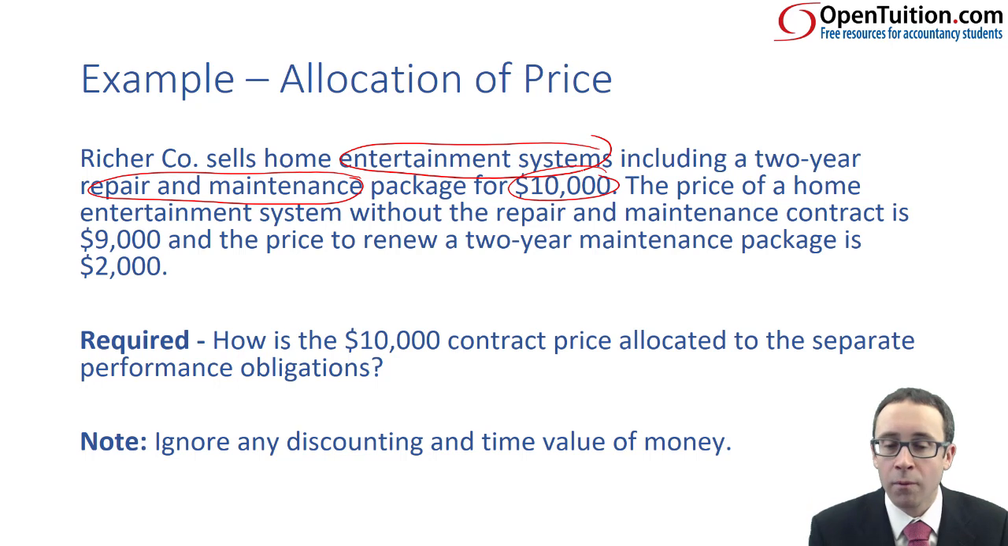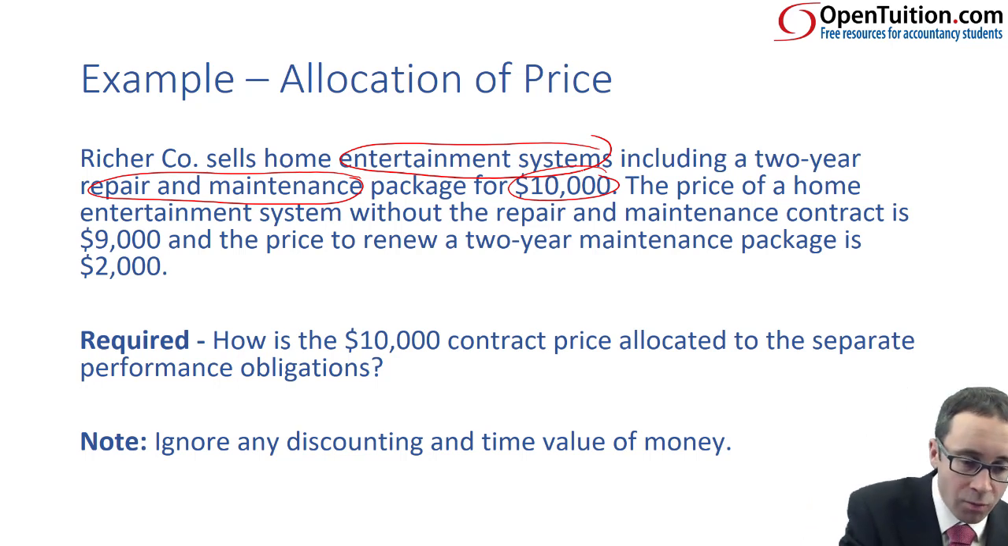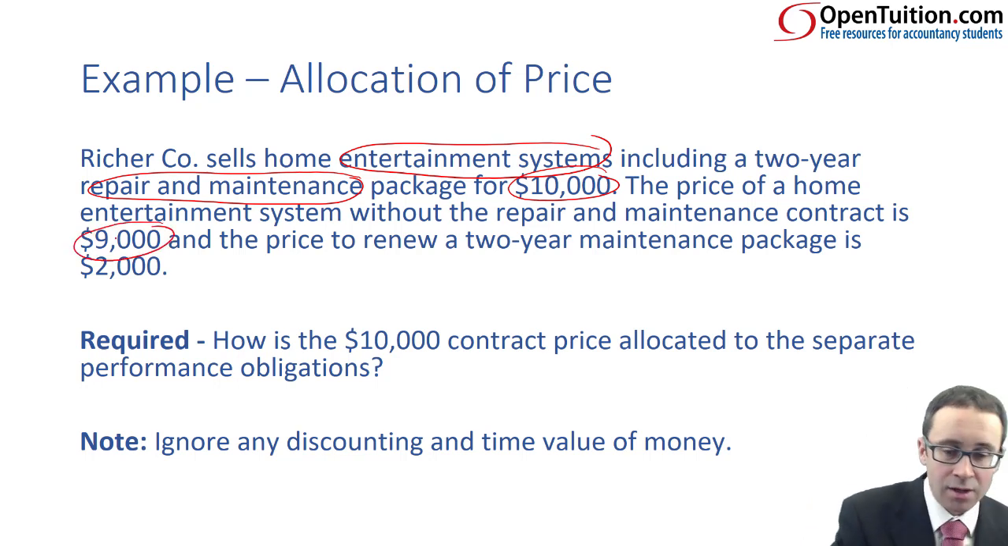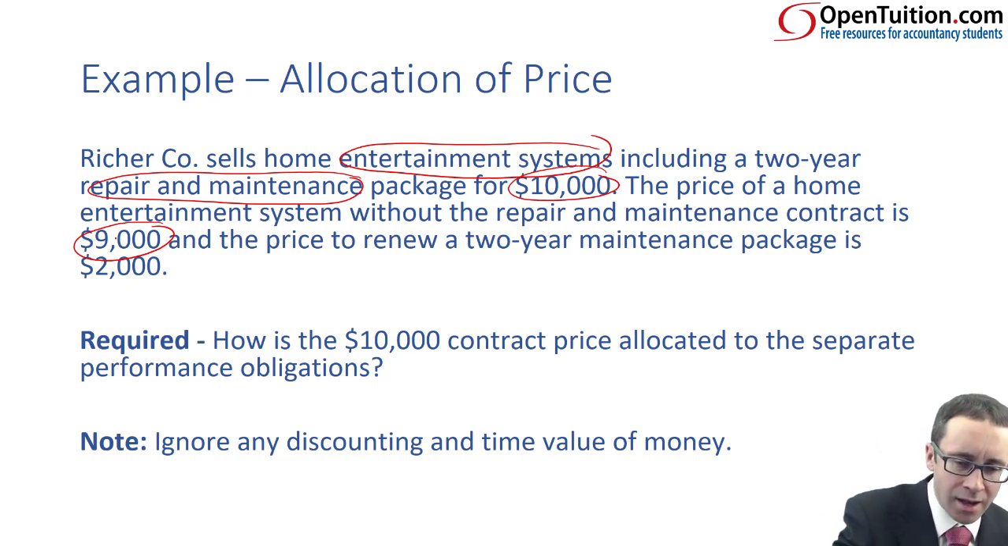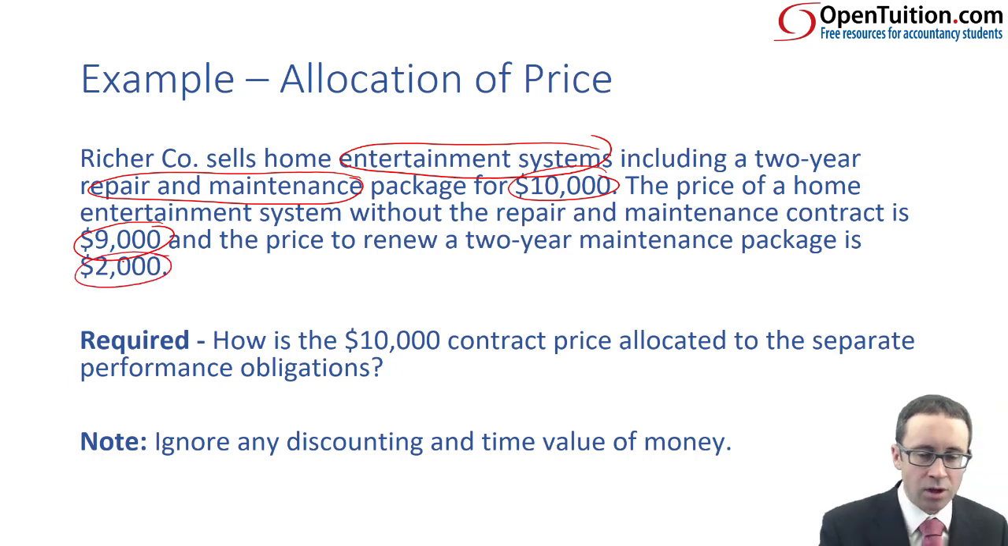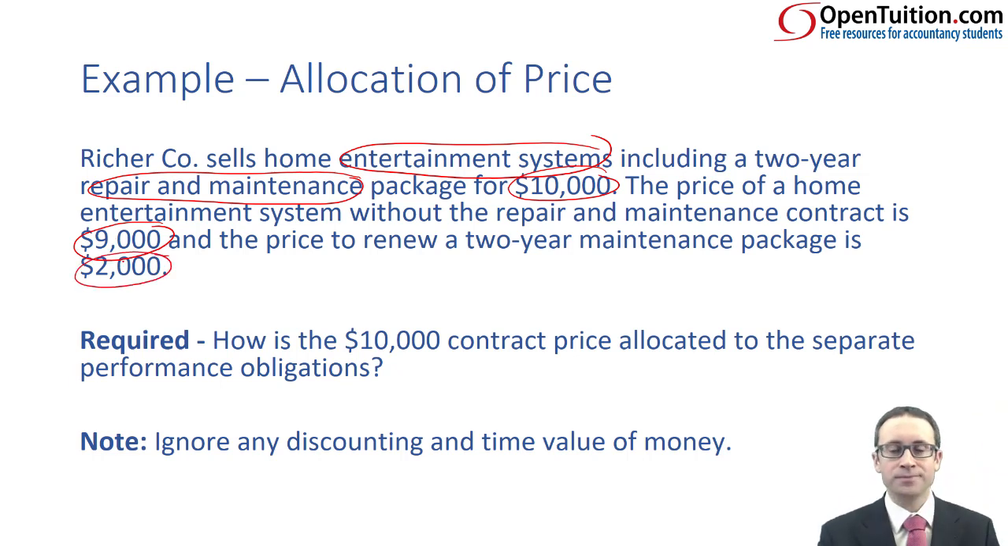Yeah, so what are the standalone prices? Well, they're given there, aren't they? We're told there that you've got a standalone price for the entertainment system of $9,000. It's a pretty good entertainment system, that, isn't it? And a $2,000 maintenance package. So the contract price is $10,000, which is a bit cheaper than the standalone prices of $11,000, isn't it? Okay, so of that $10,000, how much is going to be allocated to the entertainment system?